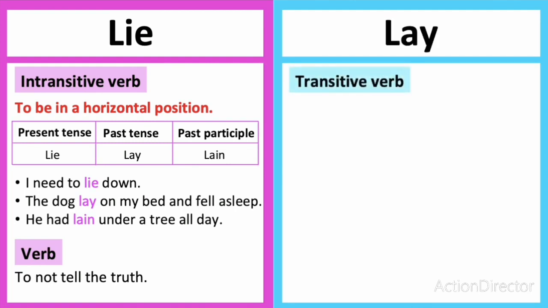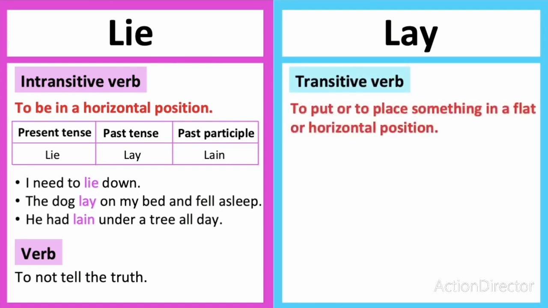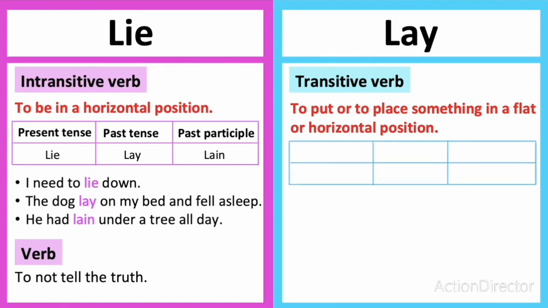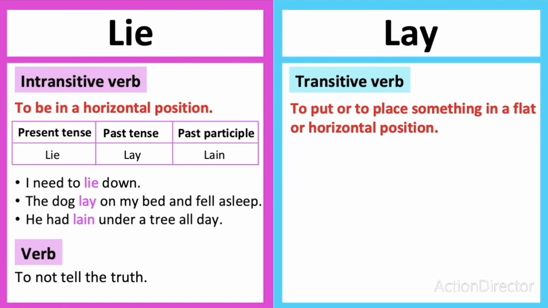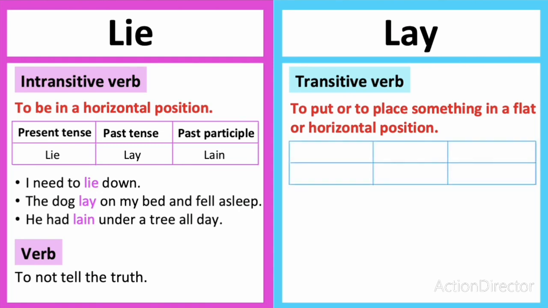Lay. Lay is a transitive verb. This means a direct object is required. Lay means to put or to place something in a flat or horizontal position. For example, you can put something in, on, or under something. Again, lay is an irregular verb, therefore it's important to know the different forms.